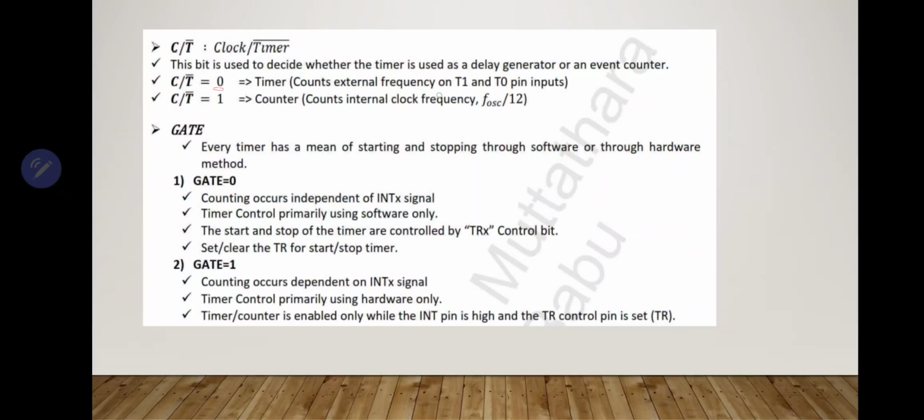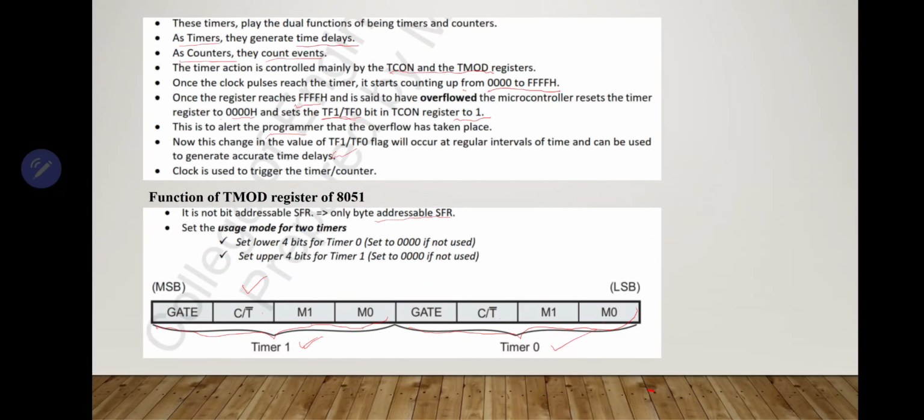It counts the external frequency at the T1 and T0 pin input. Then C bar T bar equal to 1 means that it works in counter mode. So this is the C bar T bar bit in both timer 0 and timer 1. C bar T bar in timer 0 means that timer 0 works as counter or timer. Here C bar T bar means timer 1 works as counter or timer.